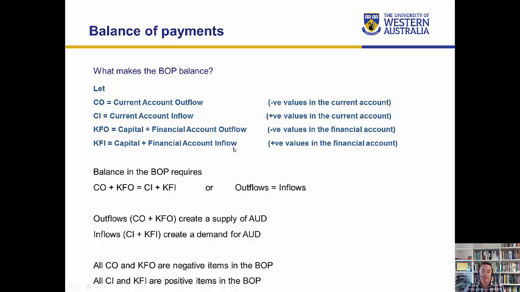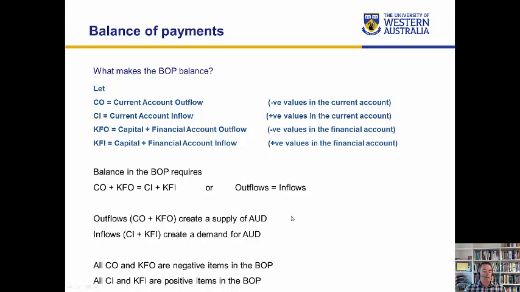coming into Australia. Now, what we've seen from the balance of payments is that inflows and outflows generally equal each other. So what I've got here is that the sum of the outflow transactions, which are measured in billions of dollars, must equal the sum of all of the inflow transactions.